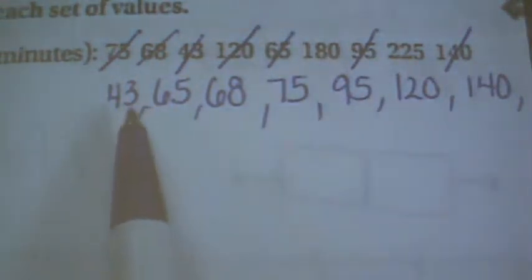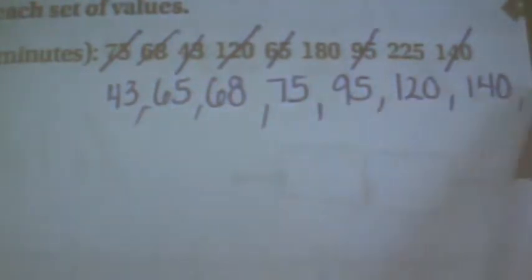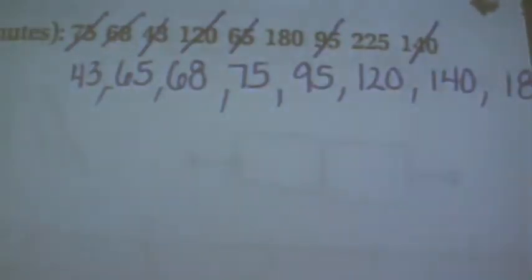And I always double check to see if I have the same number that I started with. So we have 1, 2, 3, 4, 5, 6, 7, 8, 9. 1, 2, 3, 4, 5, 6, 7, 8, 9. We're good. So how do you find the average? What do you do? Add those up and divide by what? 9. So let's all do it. 43 plus 65 plus 68 plus 75 plus 95 plus 120 plus 140 plus 180 plus 225.